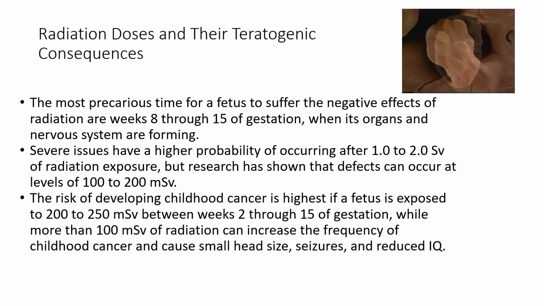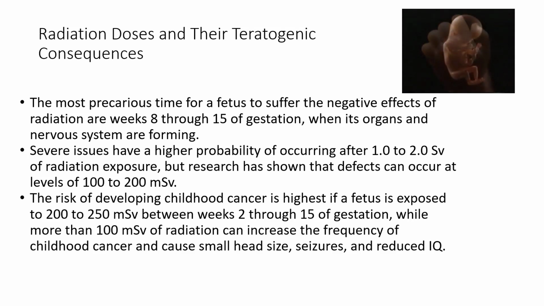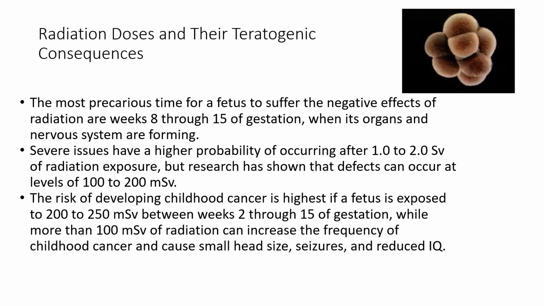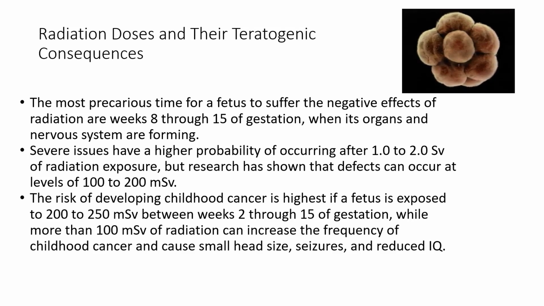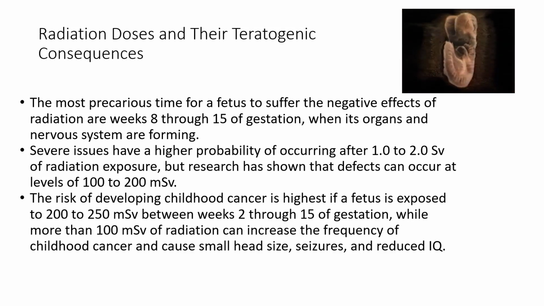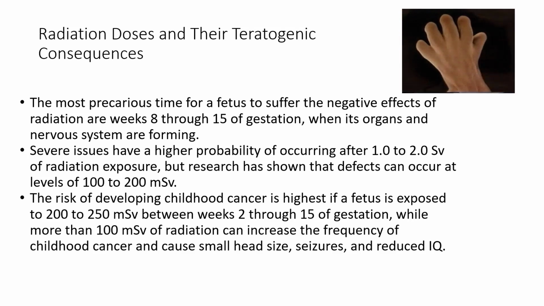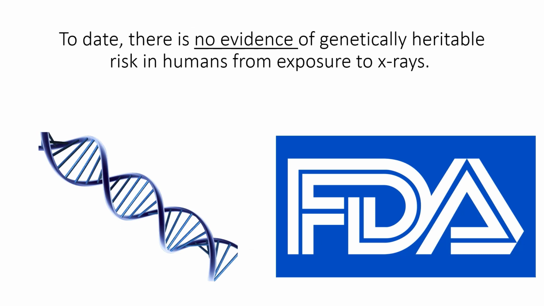The risk of developing childhood cancer is highest if the fetus is exposed to 200 to 250 millisieverts of ionizing radiation between weeks 2 and 15, while more than 100 millisieverts of radiation can increase the frequency of childhood cancer, cause small head sizes, cause seizures, and reduce IQ. To date, there is no evidence of genetically heritable risk in humans from exposure to ionizing X-rays.